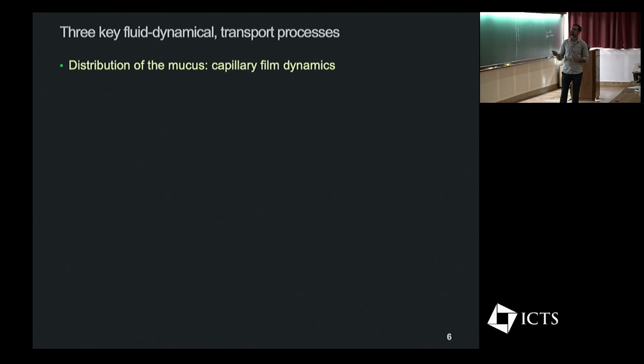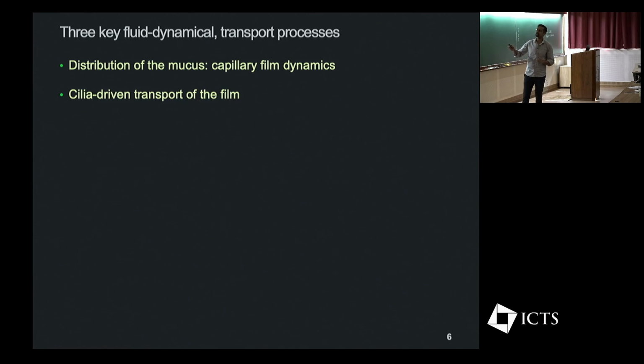So one is the distribution of mucus, right? Ideally you would like the mucus to be well distributed across the airway so that it can trap particles. And we'll see that that is governed by surface tension driven film dynamics, which is a well-studied pattern formation topic. Then you have the transport of the film by cilia and how that can be modeled.